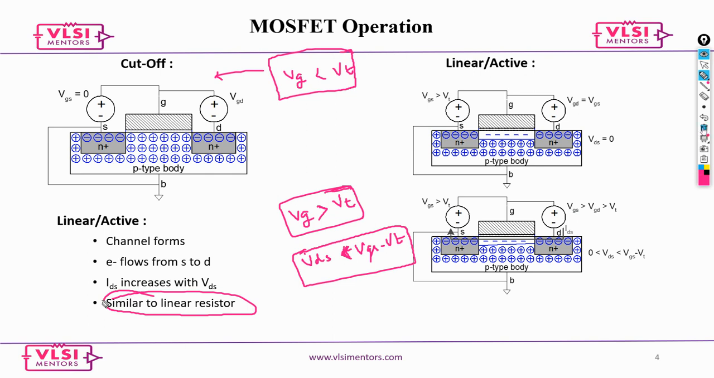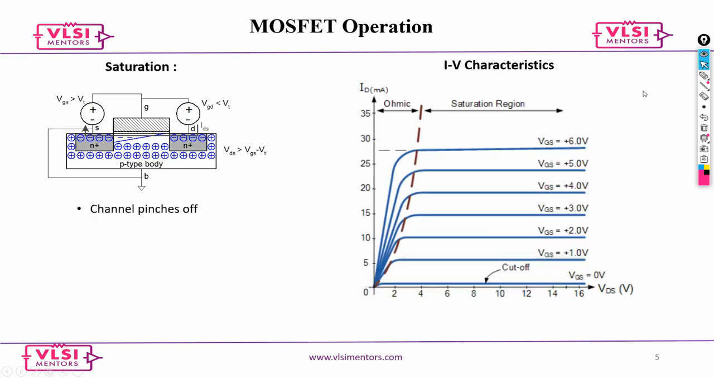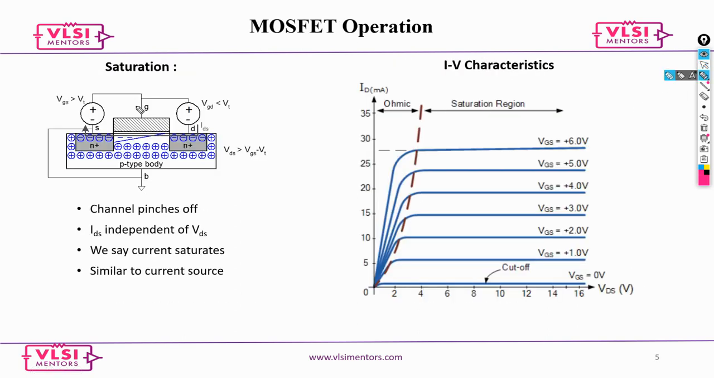Now when it comes to saturation, what this means is the channel gets pinched off at some point. The channel gets pinched off and the flow of the drain current becomes constant.